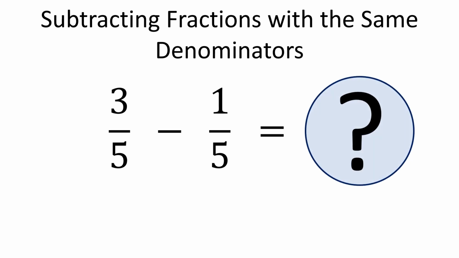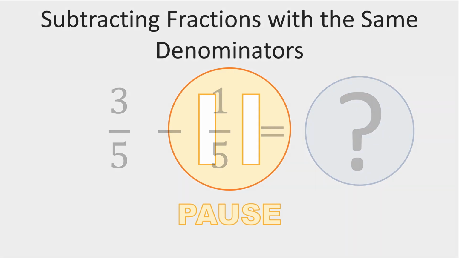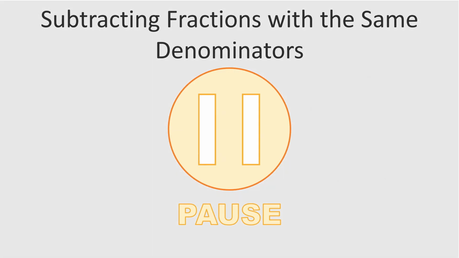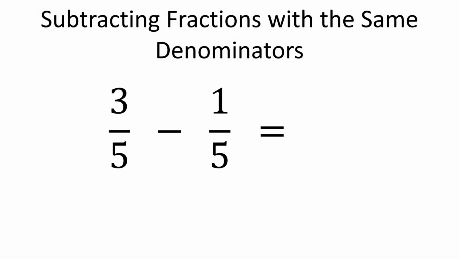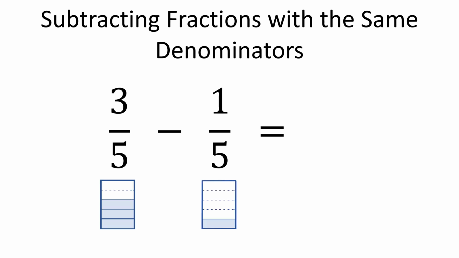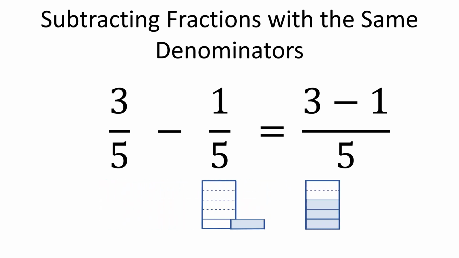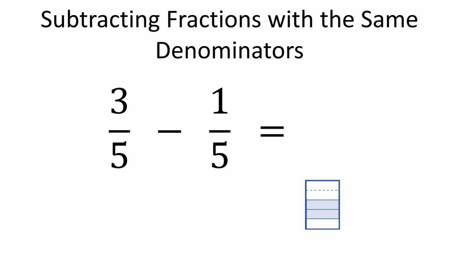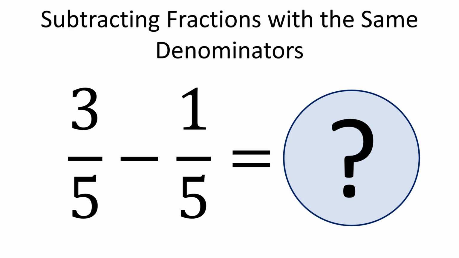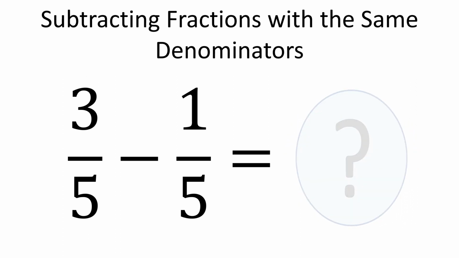If you would like to solve this problem on your own, please pause the video and work out your answer. When ready, unpause the video to check the answer. Okay, let's check the answer now. As we have the same denominators, we only subtract the numbers in the numerators. So we subtract 1 from 3. And that leaves us with 2 parts out of a total of 5 equal parts. So 3/5 minus 1/5 is 2/5.